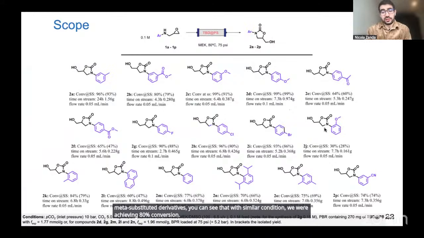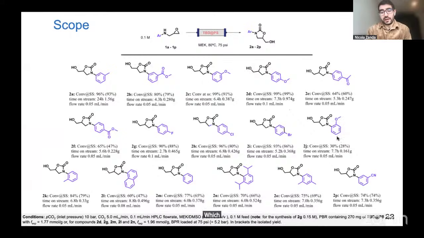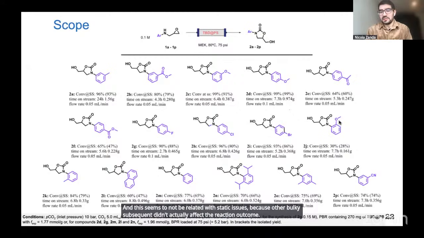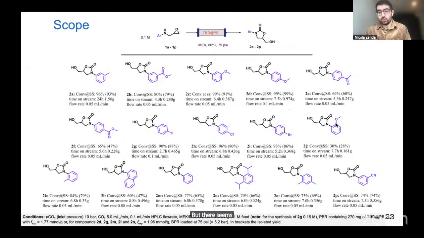The worst substrate of all, though, was the ortho-methoxy group, for which, at best, we were able to achieve 30% conversion. And this seems to not be related to steric issues, because other bulky substituents didn't actually affect the reaction outcome, but it seems to be related more to electronic matters.